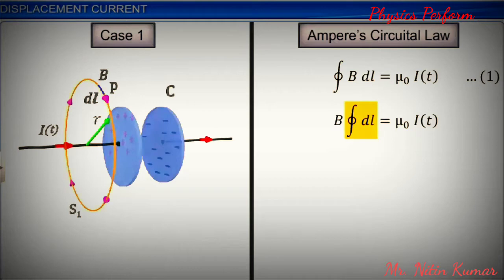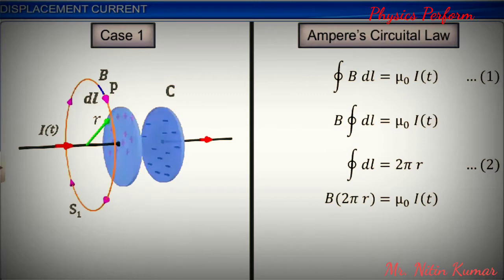Thus, integral over the closed loop dl is equal to 2 pi r. Let this be equation 2. Substituting equation 2 in the above expression, we get B into 2 pi r is equal to mu naught IT. Hence, the magnetic induction B is equal to mu naught IT by 2 pi r. Let this be equation 3. Using equation 3, we can calculate the magnitude of the magnetic induction at any point on the circumference of the circular loop S1.